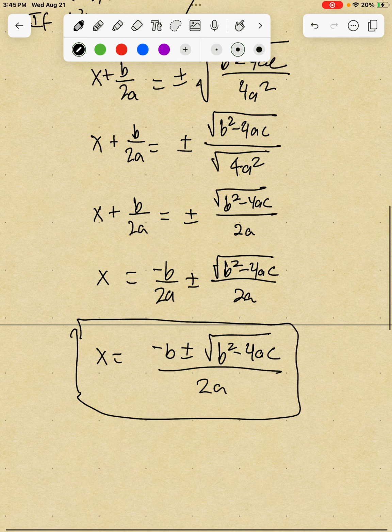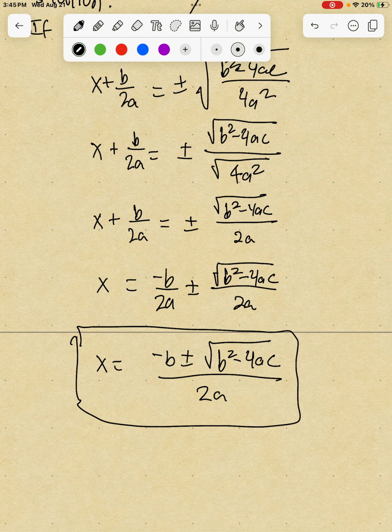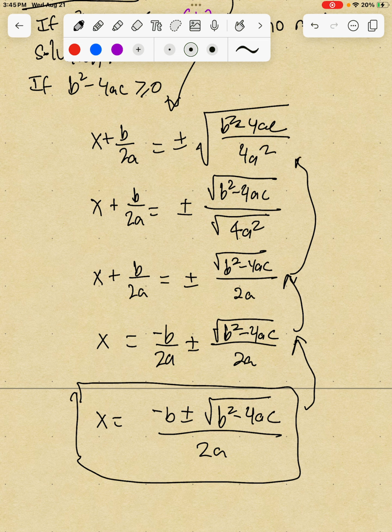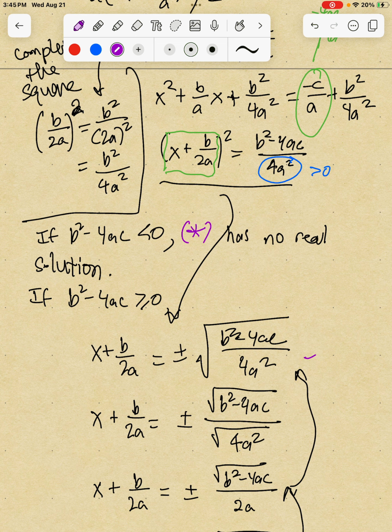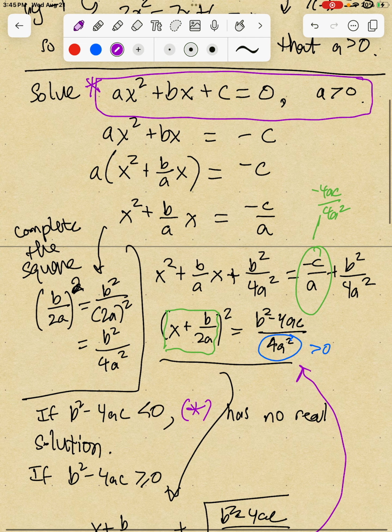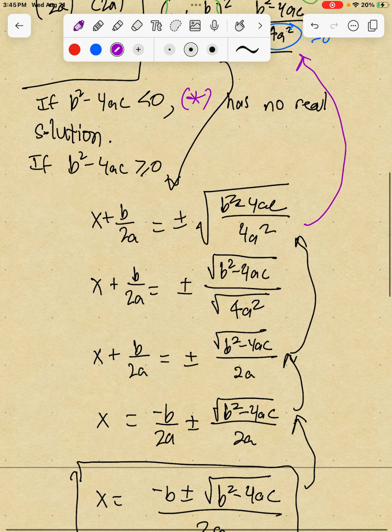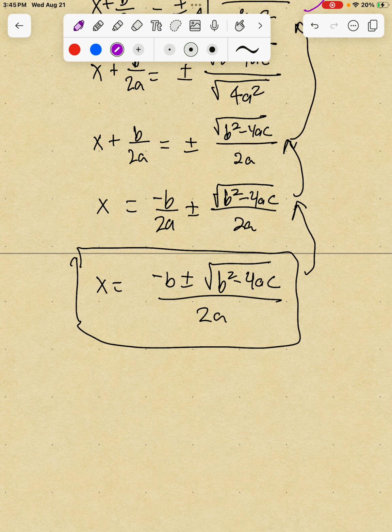But how do we know that these are actually solutions? Let's check that. The reason why these are solutions is because if x is one of these numbers, you can reverse the steps. So if x is equal to this, then x plus b over 2a is equal to this. And if x plus b over 2a is equal to this, then x plus b over 2a squared is equal to that. And then you can just undo the algebra steps to get ax squared plus bx plus c equals 0. So that shows that these are actually solutions. And what we showed is these are the only solutions.